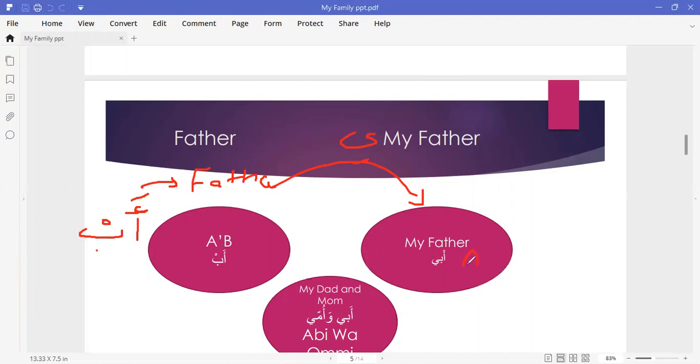Abi. So my father is what? Abi. What do we do? This is a. Okay. Change from ab into abi. This is a. Okay. Then this form of ba should be changed because it's going to be attached to what? Ya. So here we are going to add ya. Okay. So ba in the middle, it becomes like this.